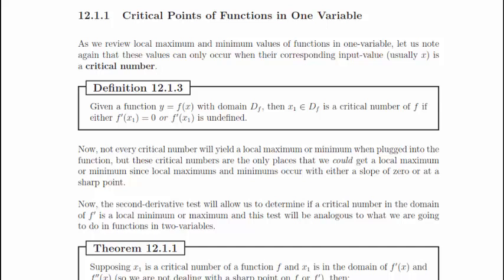Definition 12.1.3, given a function y equals f of x with the domain D for f, then x1 in the domain of f is a critical number of f if either f prime of x1 equals 0 or if f prime of x1 is undefined.